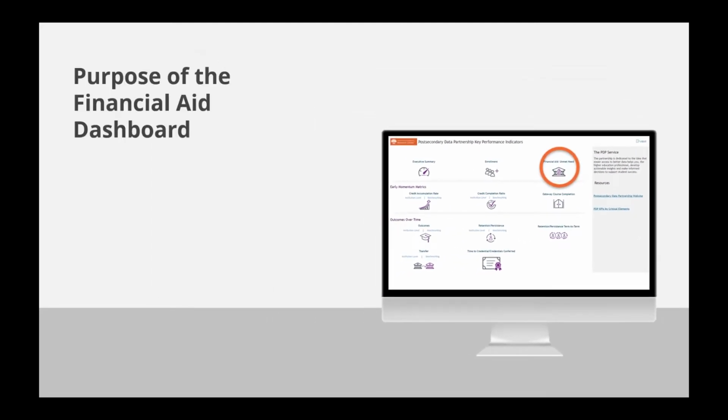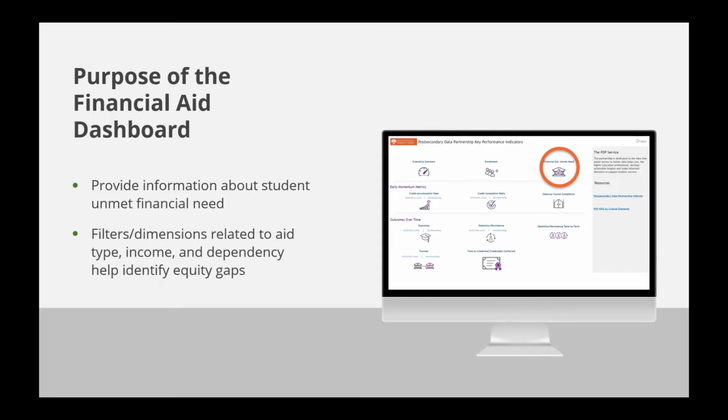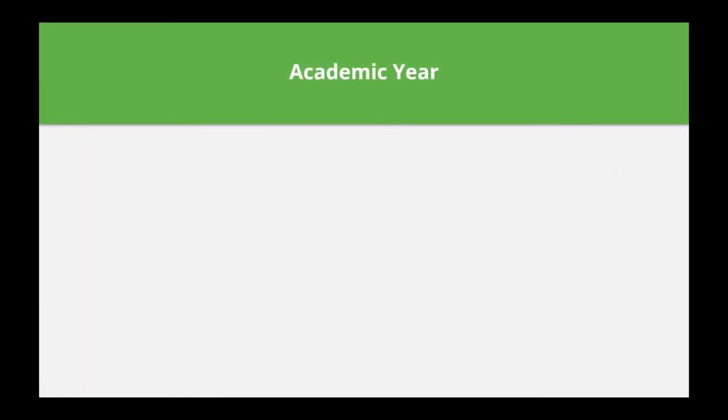The overall purpose of the Financial Aid Dashboard is to provide information about student unmet financial need. In addition, filters and dimensions related to aid type, income, and dependency help identify equity gaps. There are 3 unique additions to the Financial Aid Dashboard. First is the academic year parameter.